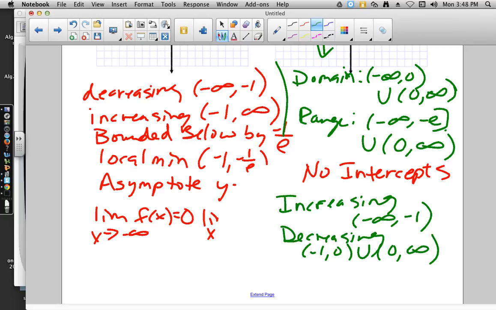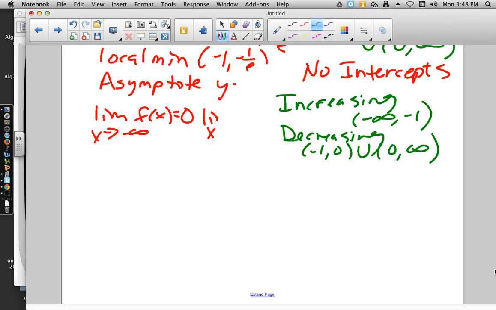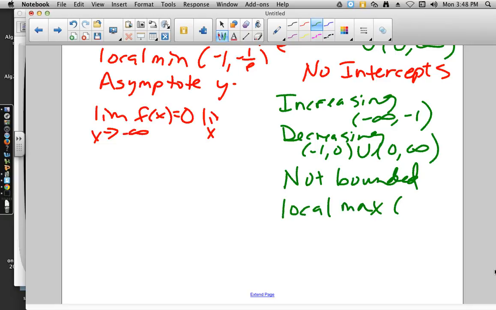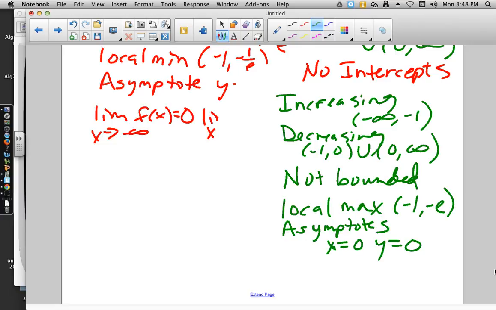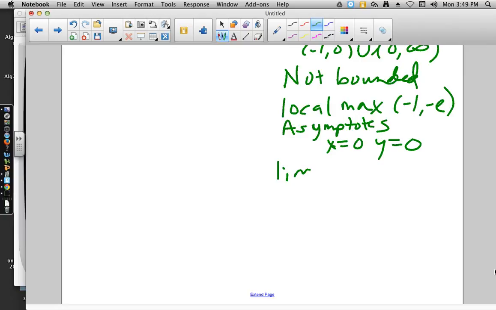It's not bounded. Not bounded above, not bounded below. We did have that local max. So there's our extrema at negative 1, negative e. And then we did have asymptotes. It just so happened that they were the x and y axis. So x equals 0 and y equals 0. And we definitely can describe that end behavior. And this was g of x.